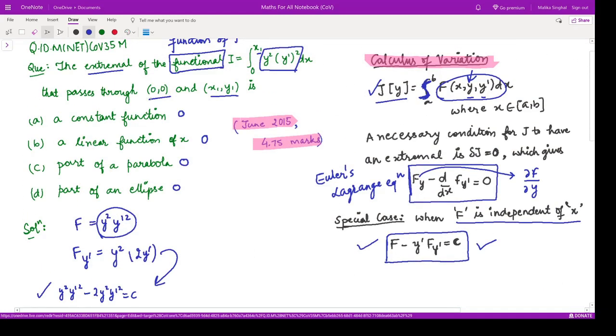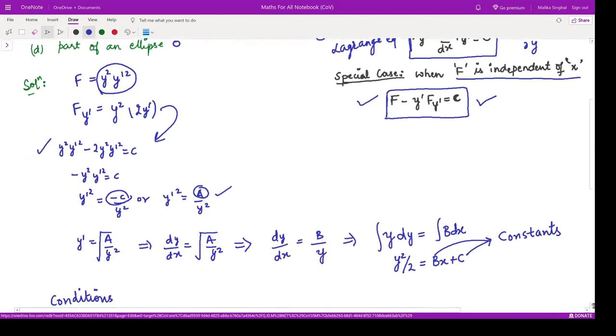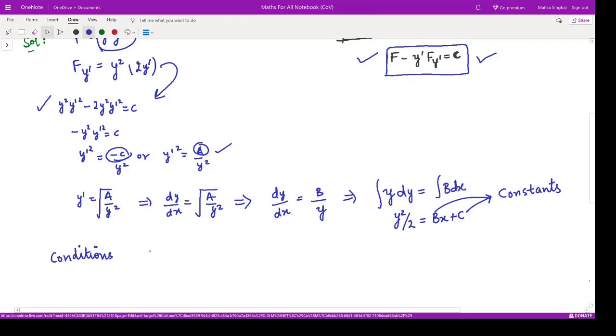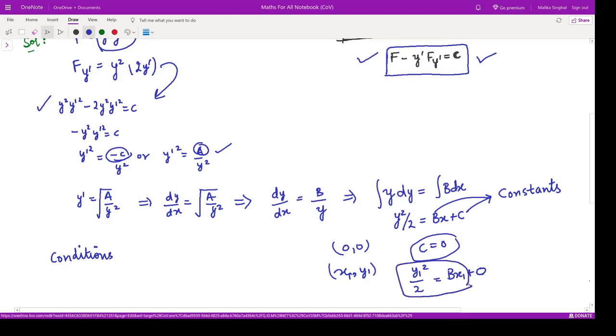We are given that the extremal passes through these 2 points. So the curve y satisfies these 2 points. So when we plug in (0, 0) in this, we obtain c is equal to 0, and when we plug in (x1, y1), we obtain y1 square upon 2 is equal to bx1 plus c, right? Sorry, c is 0, so we have just this. So this is the required extremal.